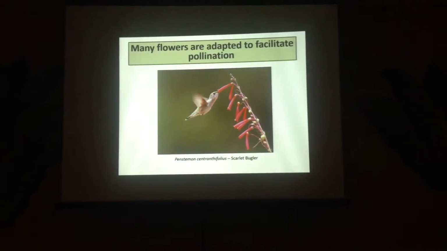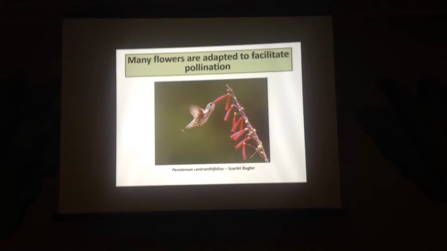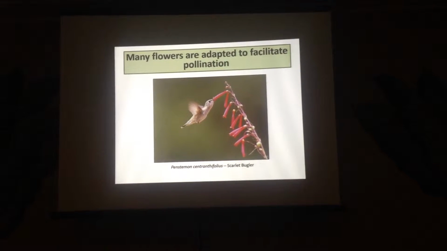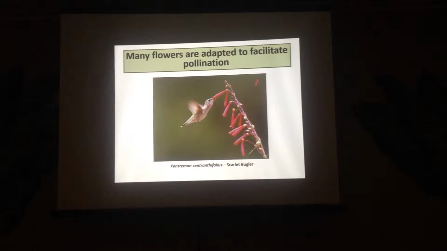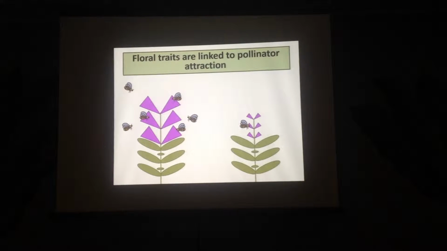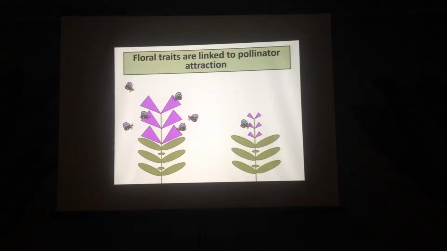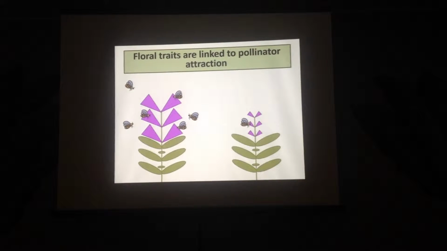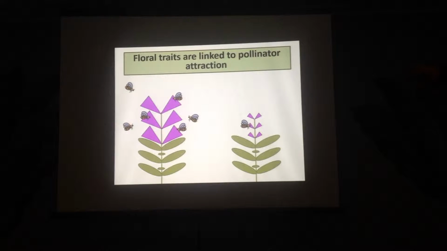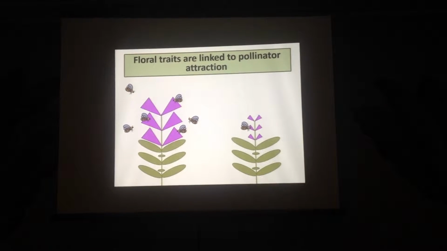A lot of that diversity can be attributed to the plant-pollinator relationship, where a lot of flowers are adapted to facilitate pollination by a particular agent or pollinator. In this example, the penstemon has specialized flowers to attract and facilitate pollination by hummingbirds. This results in a lot of floral traits, like in this example flower size, being explicitly linked to pollinator attraction. So you might have a plant with large flowers that attracts more pollinators, and a plant with smaller flowers that attracts relatively fewer pollinators.